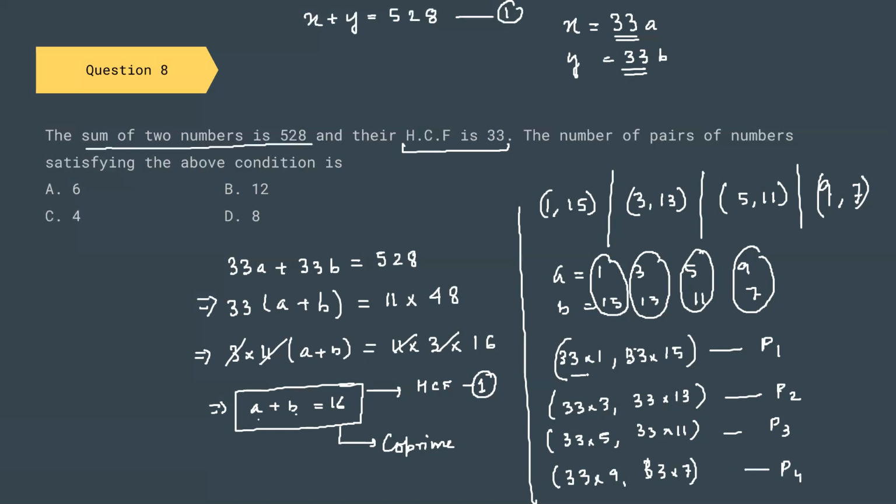Actually, we don't need to calculate these values, but you can always calculate them and check if this particular condition is satisfied or not. But calculation is not necessary. We had to find out the number of pairs possible. So the number of pairs possible is 4. That is your option number C. So that was your whole question. I hope that you understood this question. We can move on to the next question.